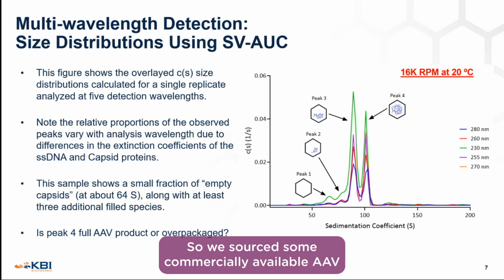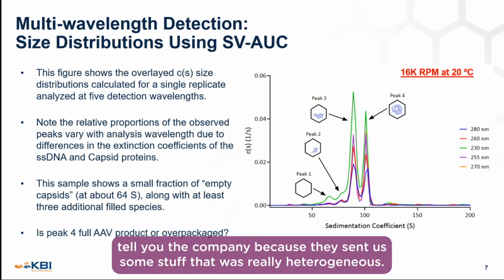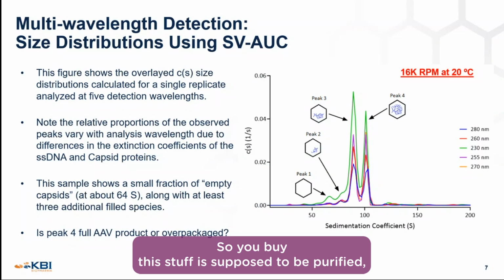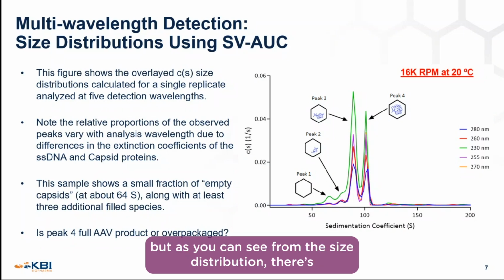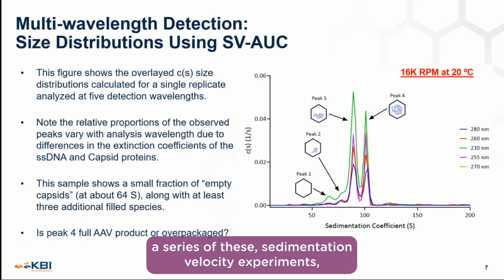So we sourced some commercially available AAV. I'm not going to tell you the company because they sent us some stuff that was really heterogeneous. So you buy this stuff, it's supposed to be purified, but as you can see from the size distribution, there's a whole bunch of stuff in there. We sourced that commercially available AAV, and then we carried out a series of these sedimentation velocity experiments.